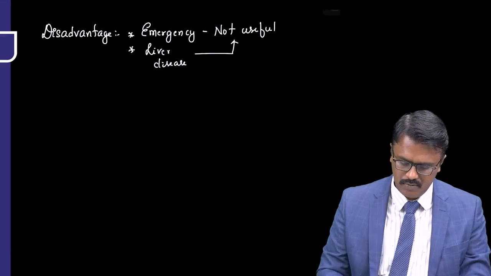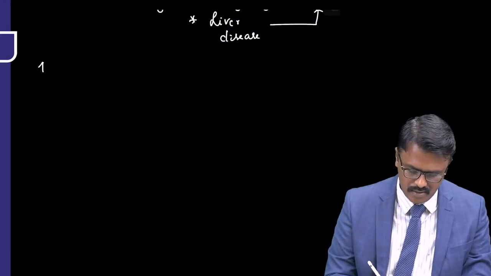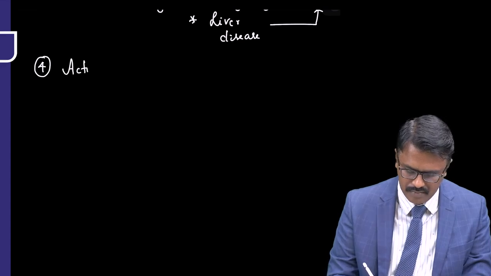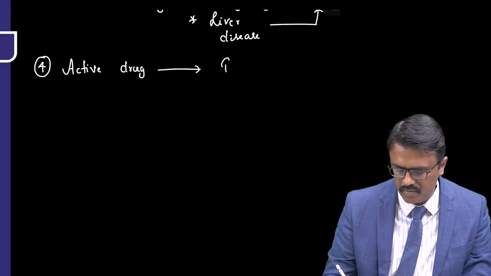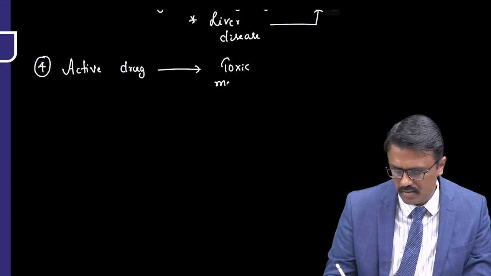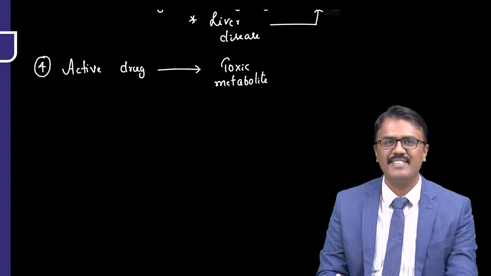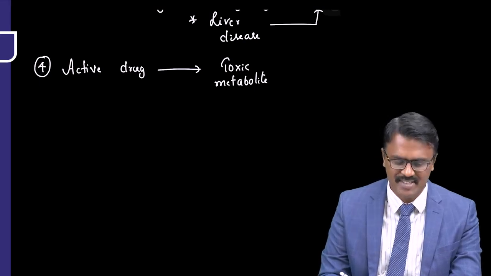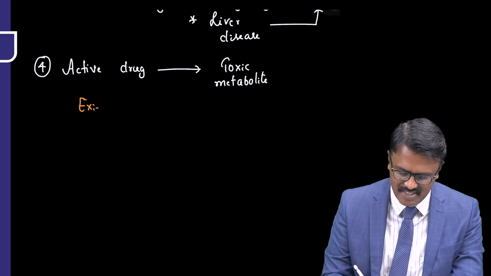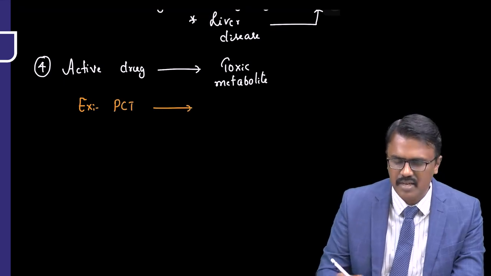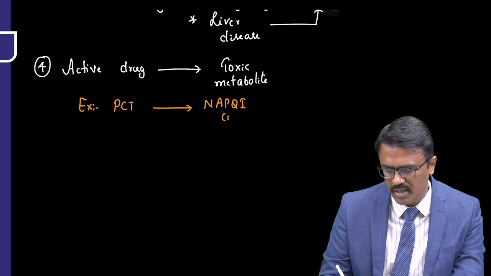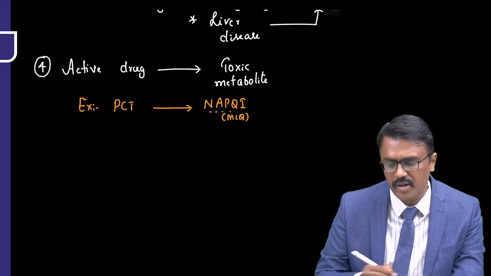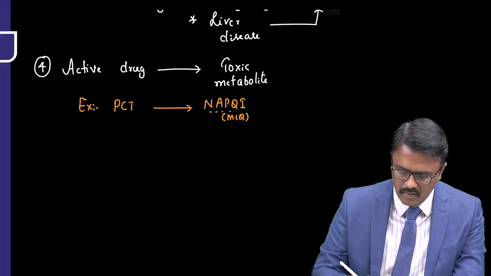Next, the fourth one is an active drug that after metabolism will give rise to a toxic metabolite. And you know the example for this. Can you guess? You know it. Just now we discussed, the active drug is paracetamol. Metabolism can give rise to the toxic metabolite NAPQI. Recently this question came in the exam: which drug will give rise to NAPQI? Paracetamol.